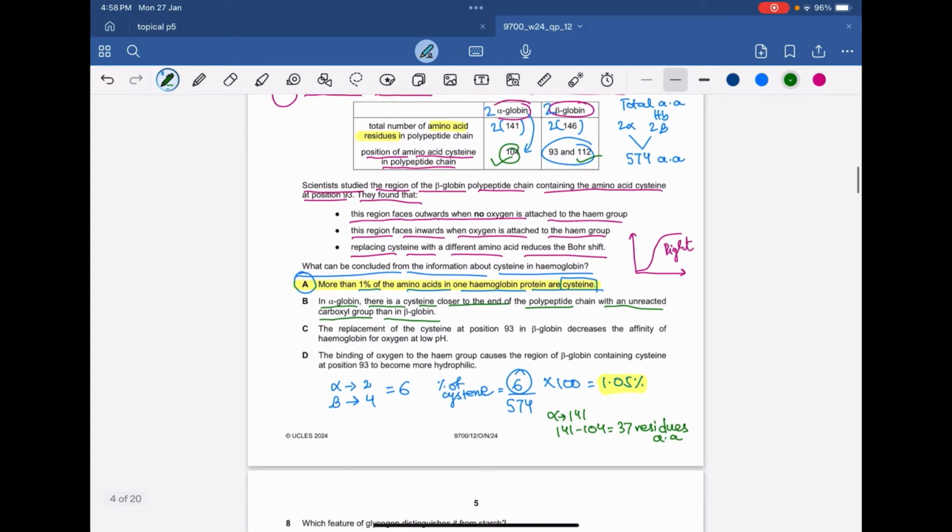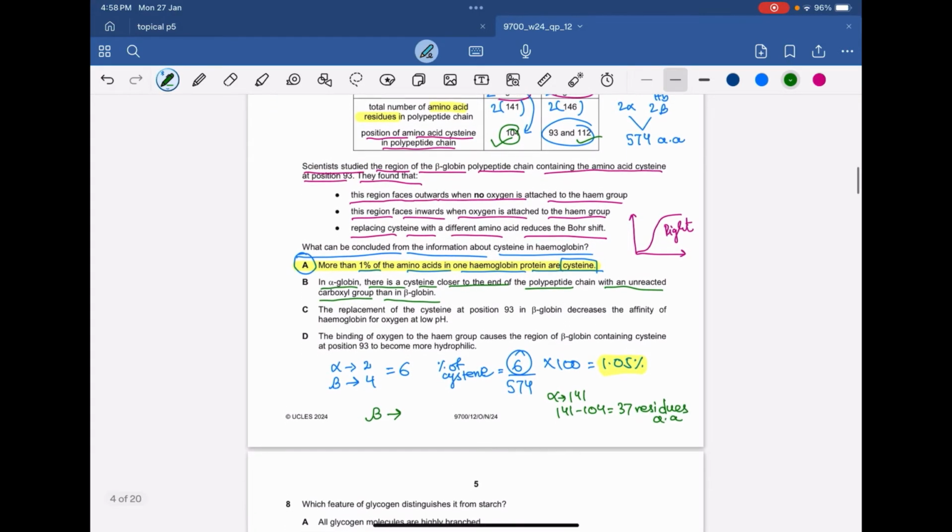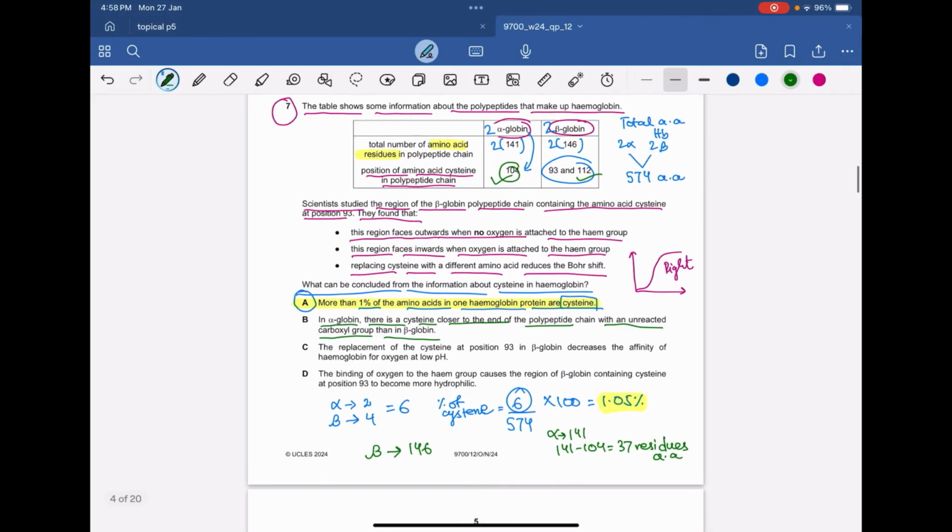And if we talk about the beta globin chain, the beta globin chain has 146 amino acids in total, right? And the cysteine closest to the end of the polypeptide chain is at position 112. So if we subtract 112 from 146, we are left with 34 amino acid residues to reach the end position, right?